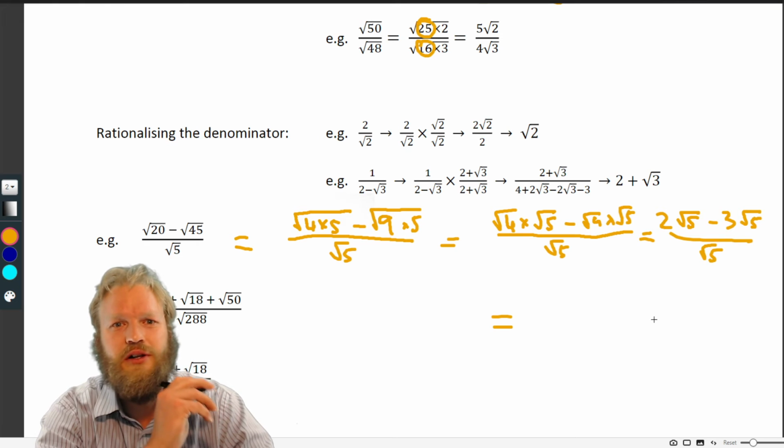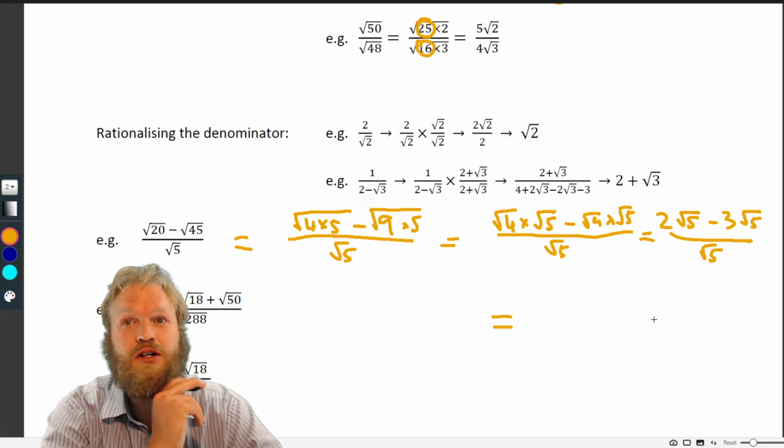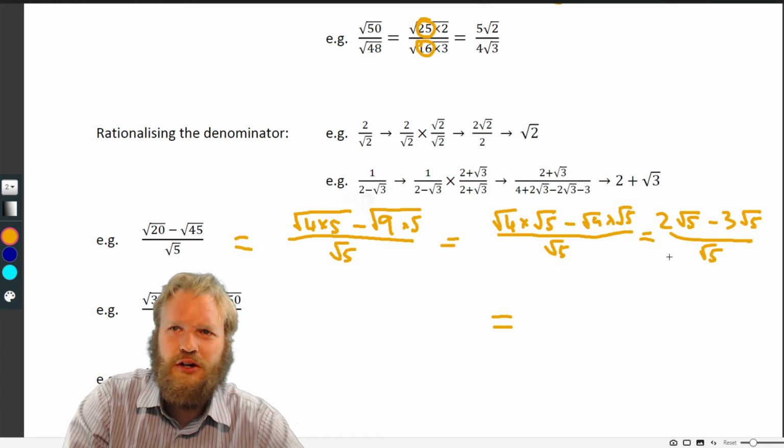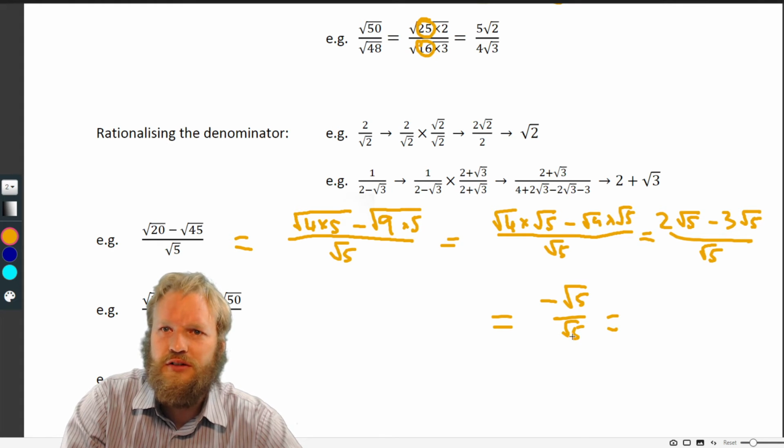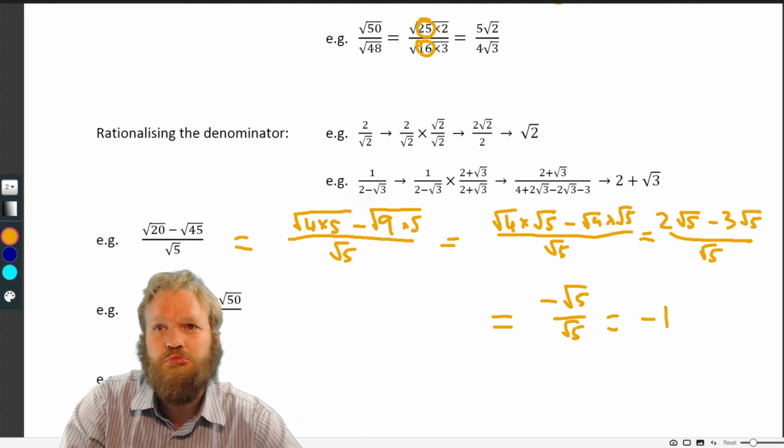What does that equal and why? Well, one way to look at it is we've got 2 of these square root 5s and we're subtracting 3 of them. So we've got minus 1 of them over square root 5 equals, square root 5 goes in there once and once. So we're just left with minus 1.